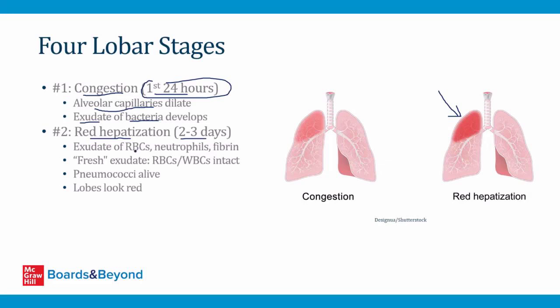So in this stage, if you could look inside an individual alveolus, you would see an exudate that's not just made up of bacteria. It would also have red cells and neutrophils and fibrin. This exudate is called fresh, and that's because the red cells and the white cells are intact. They haven't started to degrade and break down. During this phase, the pneumococci are alive. All these stages were initially described in strep pneumonia infection, so I'll use the term pneumococci here a lot. So the pneumococci are alive in this stage, and the lobes look red. That's why it's called red hepatization.